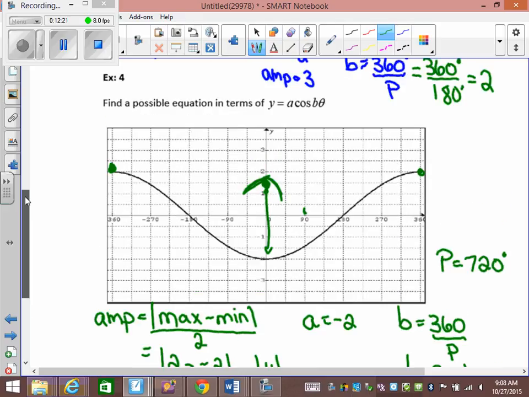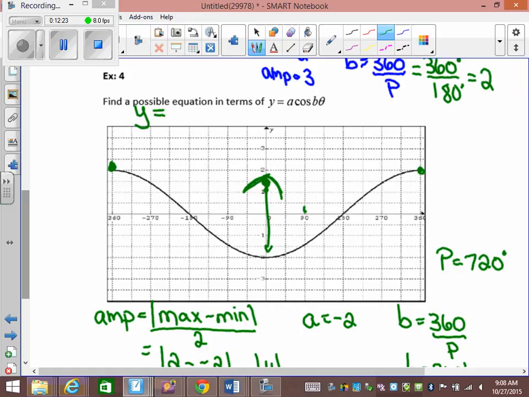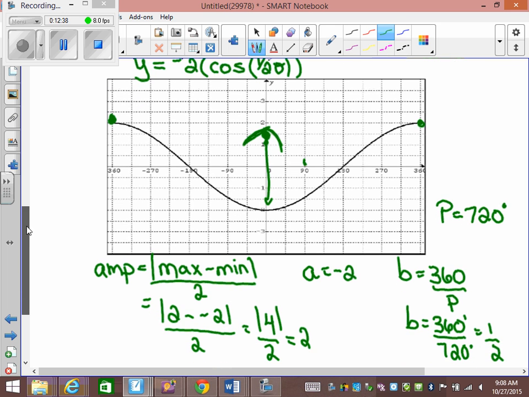So my equation is y equals negative 2 cos of x over 2, or a half x. Okay?